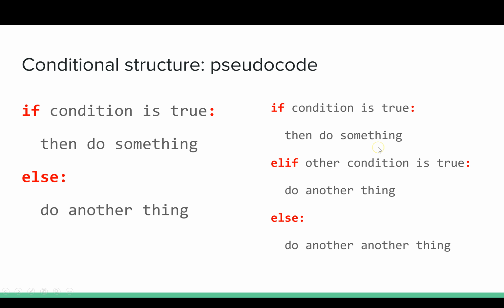It is also possible to have multiple conditions. Then we can use a second condition, else if. If the first condition is true, then do something. Else if, we check another condition. If this condition is true, we do this another thing. And in the else part, we do this remaining thing. And we can even have 1, 2, 3, 4, as many else if as we want.